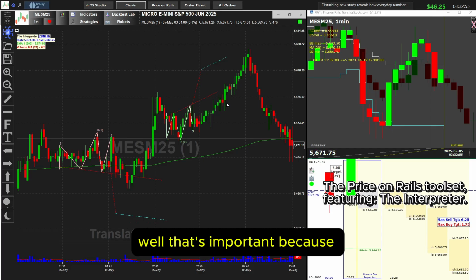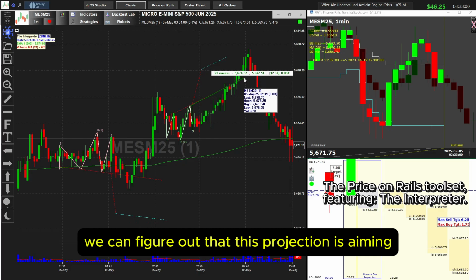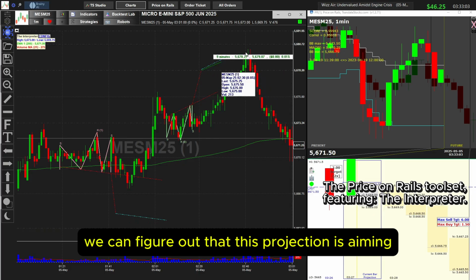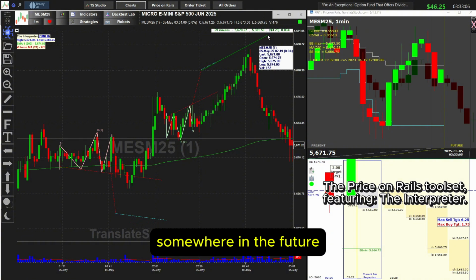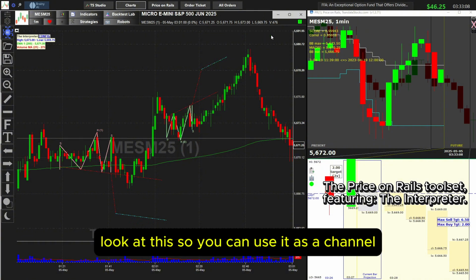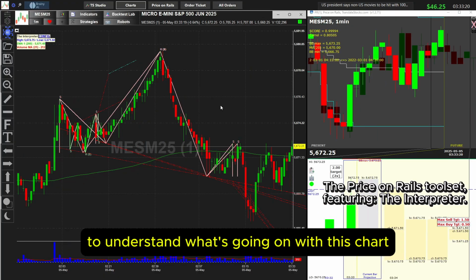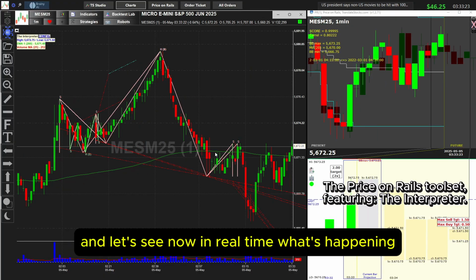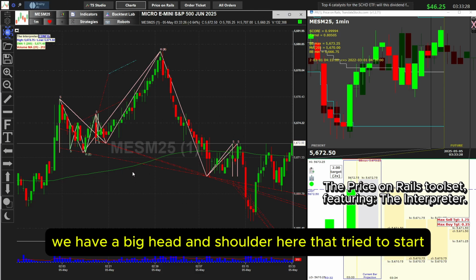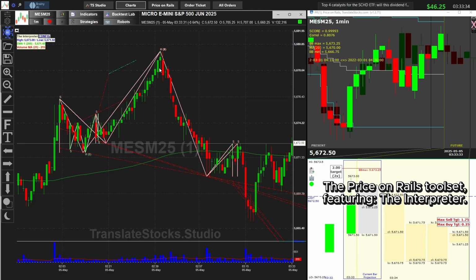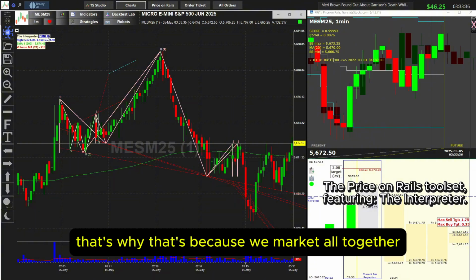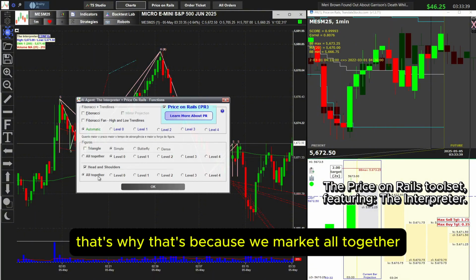Well, that's important because sometimes, as you can see here, we can figure out that this projection is aiming somewhere in the future, take a look at this. So you can use it as a channel. It's a good figure for you to understand what's going on with this chart. And let's see now in real time what's happening. We have a big head and shoulders here that tries to start, like we have several figures, one underneath the other. That's because we mark it all together.